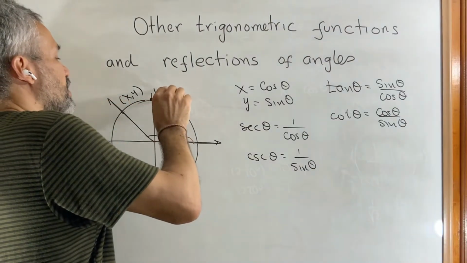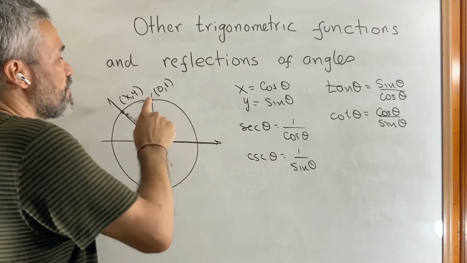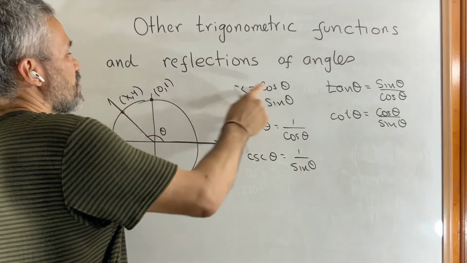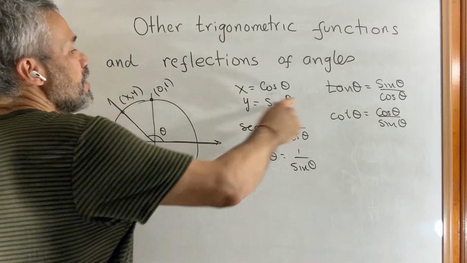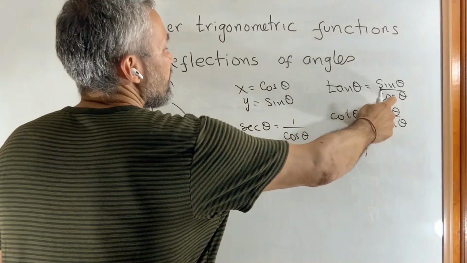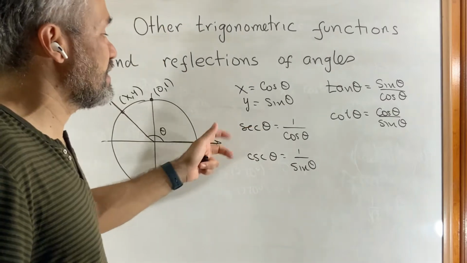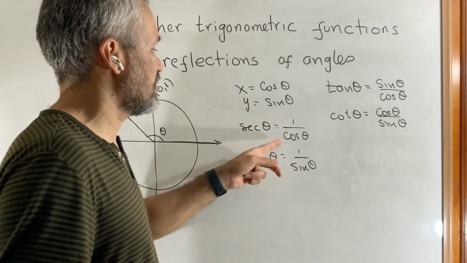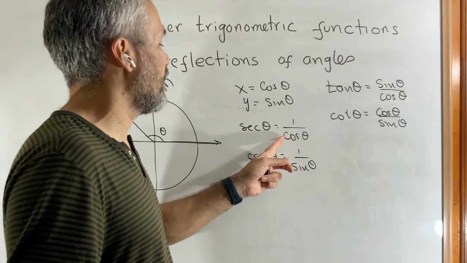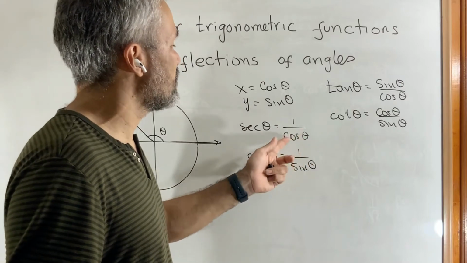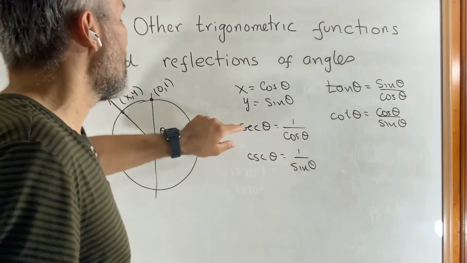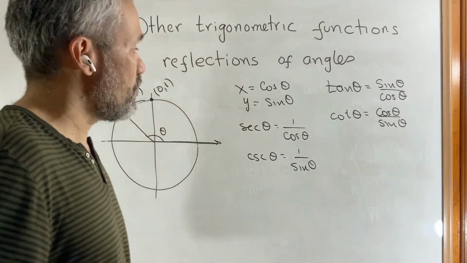Remember, this is the point (0, 1), and therefore x, which is cosine of 90 degrees, is 0, and that will make this denominator equal 0. The same thing happens for the other functions. It is easy to tell what values are excluded. Just look at the denominator and decide when that denominator is equal to 0. If the denominator is equal to 0, the angle is not part of the domain of that function.